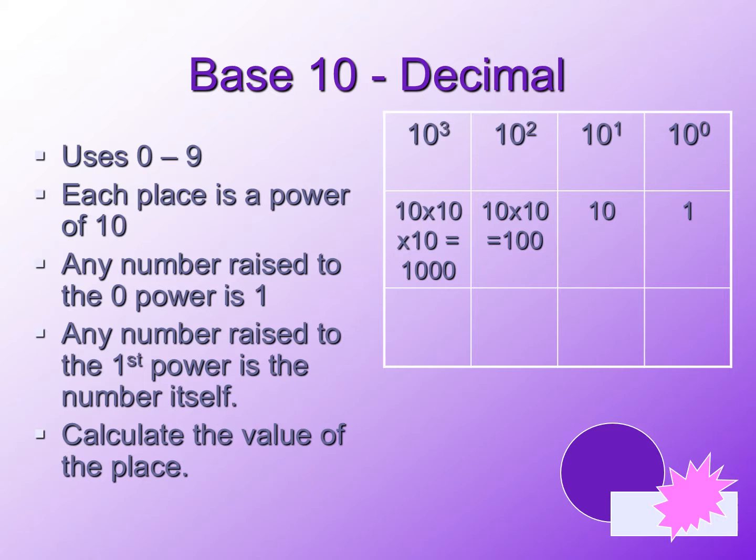So in our table here, we're looking at how to calculate place values. In the very right, 10 raised to the 0 power is 1, and 10 raised to the first power is 10. So as you can see, these are our exponents. This is 0, this is 1, this is 2, this is 3, and we keep on going up. Any number raised to the 0 power is 1. Any number raised to the first power is the number itself.